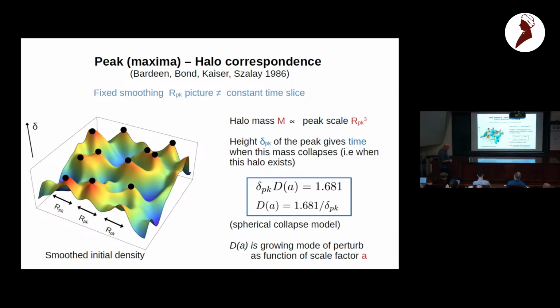So if you actually want to get a constant time image, you need to be able somehow to smooth different regions with a different scale so that the heights of every peak are equal. That is never practically done, and even I'm not doing it.